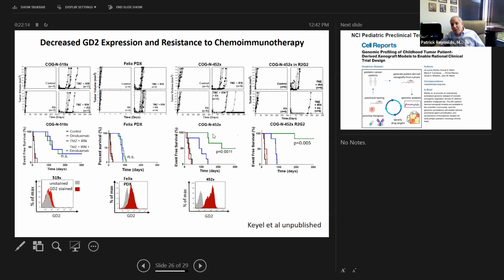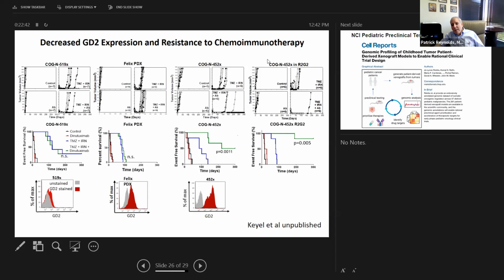And that's actually what we saw. Now what we're doing is looking at these patient-derived xenografts that have, as you see down here, the GD2 expression. This is very high in this particular PDX. It's low in these others. And when you go in with the antibody, they have a comparable response to temozolomide and irinotecan, but you don't see the addition of the antibody benefiting these particular mice. So this is a non-clinical model where you can study chemoimmunotherapy.